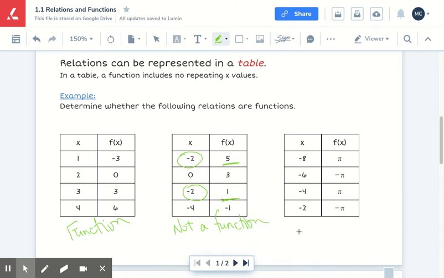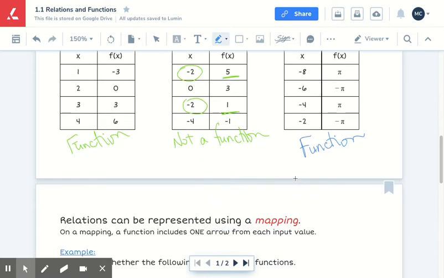Now you're going to pause for a minute and try this third table and determine whether or not that one represents a function. Okay, hopefully you determined that one was a function. None of the x's ever repeat. This one has pi or negative pi as the y values, which is kind of interesting. But we didn't even need to look at the y values on that one to determine whether or not it was a function.